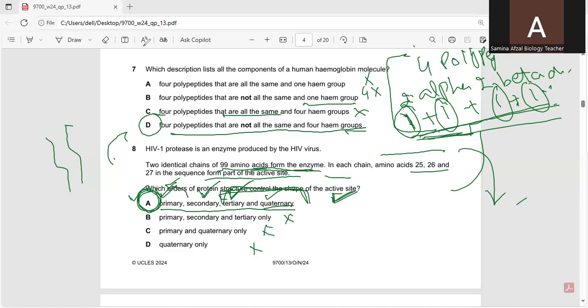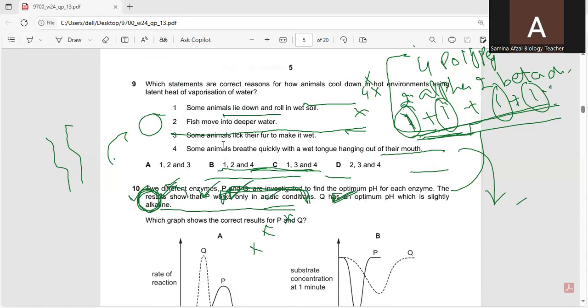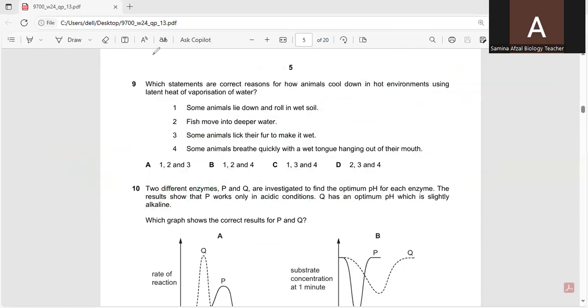So we are moving towards question number 9. Which statements are correct? Reasons for how animals cool down in a hot environment using latent heat of vaporization.